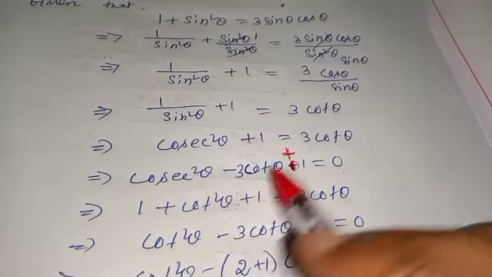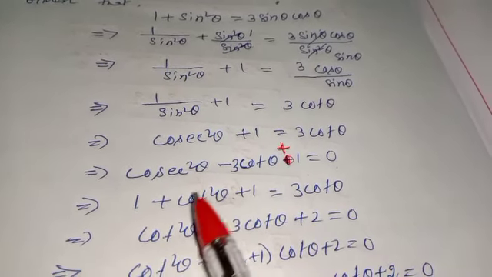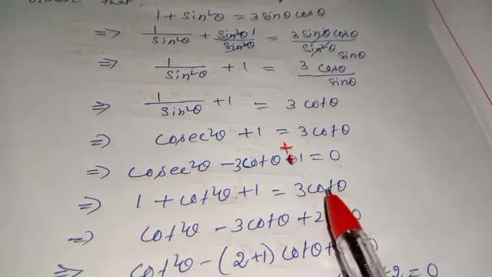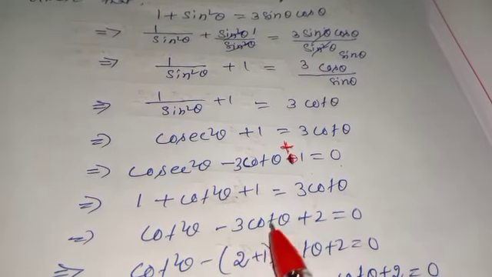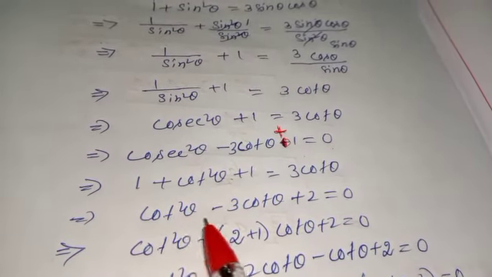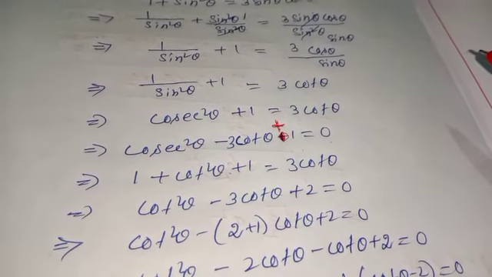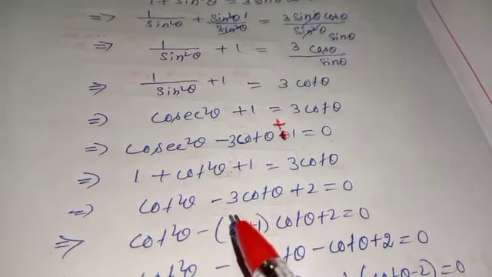If you transpose 3 cot theta again to the right hand side, you will get 3 cot theta. Then what is left? Cot square theta. Again, bring 3 cot theta to the left side, minus 3 cot theta, 1 plus 1, 2. Now see, this is a quadratic equation. You can see, if you assume cot theta is equal to x, then it will become a quadratic equation because you are having a variable. Yes or no?